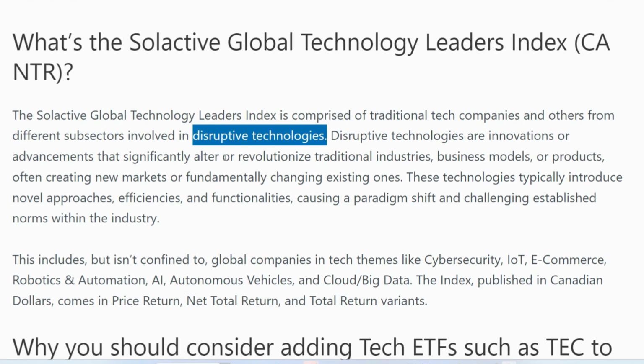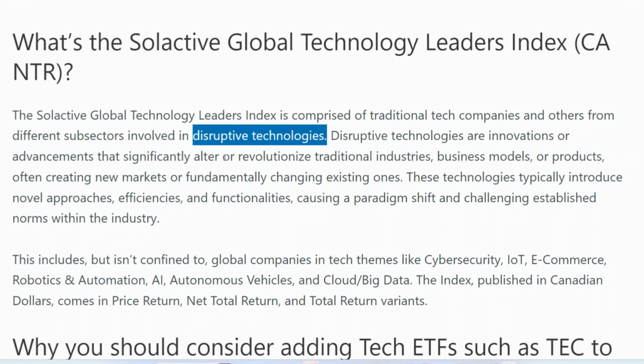Those are innovations or advancements that significantly alter or revolutionize traditional industries and business models. So we're talking here about the future Google, the future Amazon, things like that. What I really like about TEC is that they have this portion of disruptive technologies as part of their index, and it adds value, of course, to have those companies because you're exposed to even more growth.